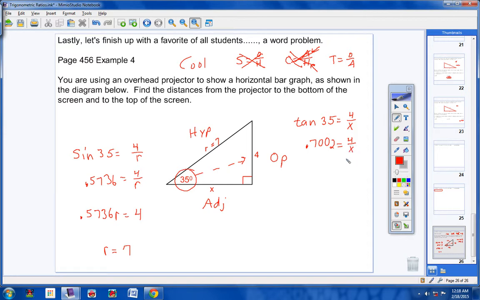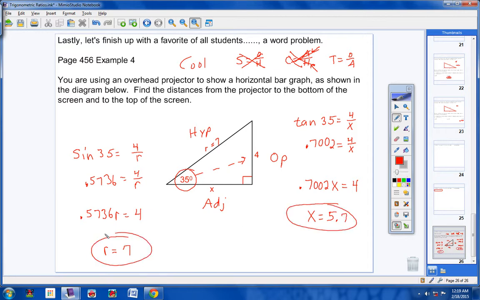Now, what is your denominator? x. Multiply both sides by x. Multiply this side by x, and you get 0.70002x. Multiply the right side by x, and you get 4. Now divide both sides by 0.7002, and you're going to get 5.71259227, or something close to that, okay? You might be off a little bit, but you should get 5.7 for your answer if you round correctly. So x equals 5.7. That's a really good word problem, guys.